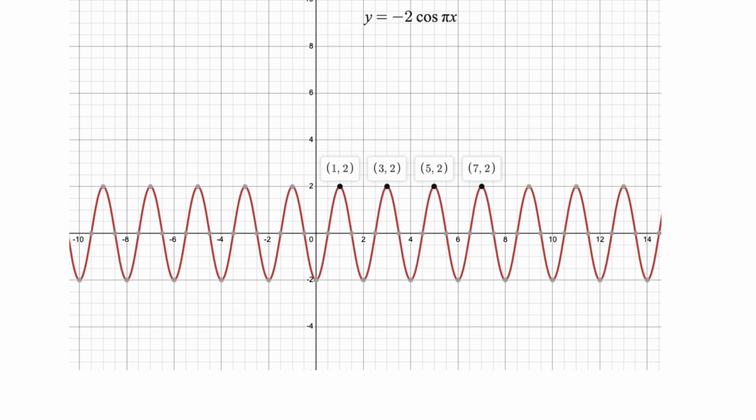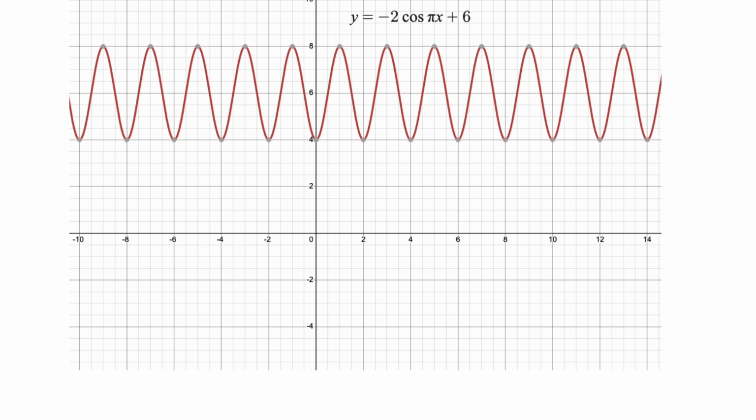Now, the last transformation we'll do: I'm going to add 6 to the function. Based on what you know, what happens when you add 6 to the function? What does it do to the graph? Hopefully you answered that it goes up 6 units. So I'm going to go ahead and apply that to the graph. And sure enough, there it is.